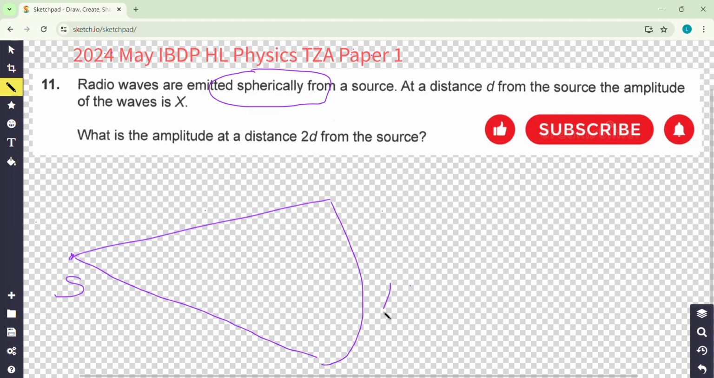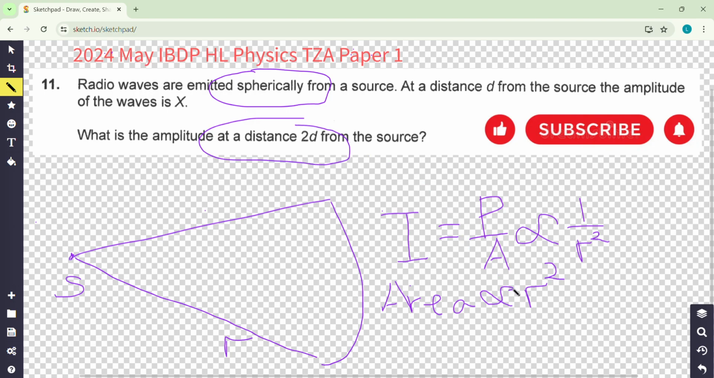So the area spreads out by r squared. With the same energy, the intensity equals power over area, so it drops by 1 over r squared. When it goes out to a different position, the farther away, the weaker the intensity. It says to move a distance 2d from the source.